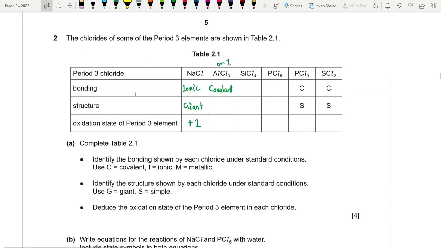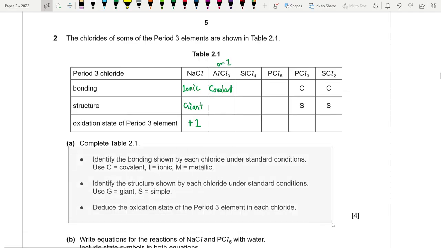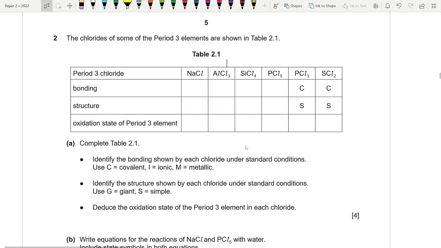Okay, so here in this table, they actually told us to use C or I or M. But I understood why they gave ionic, because aluminum chloride when dissolved in water in a hydrated state does basically form ionic compounds. You know the complex ion Al H2O5 OH minus. That compound is a complex ion actually. Anyway, so let's get back to it.